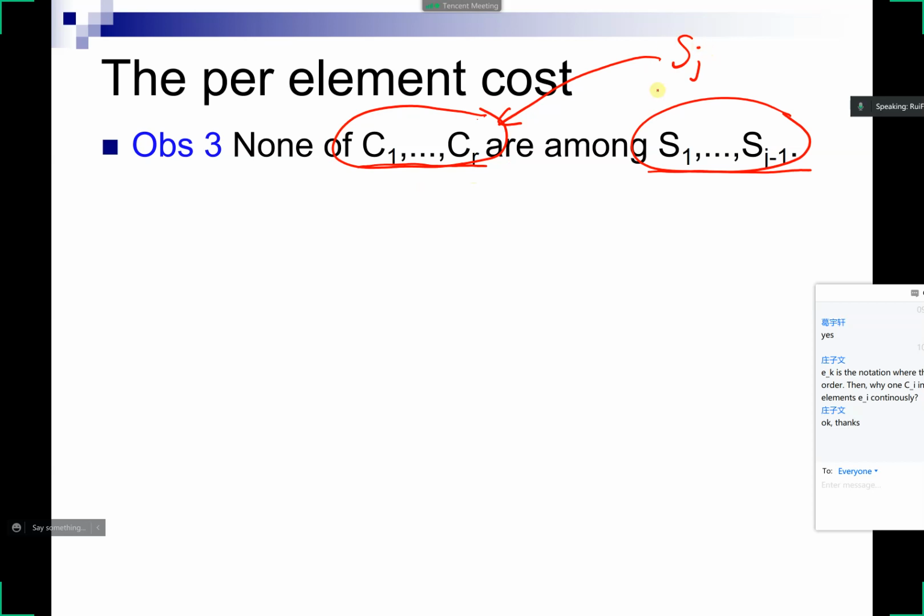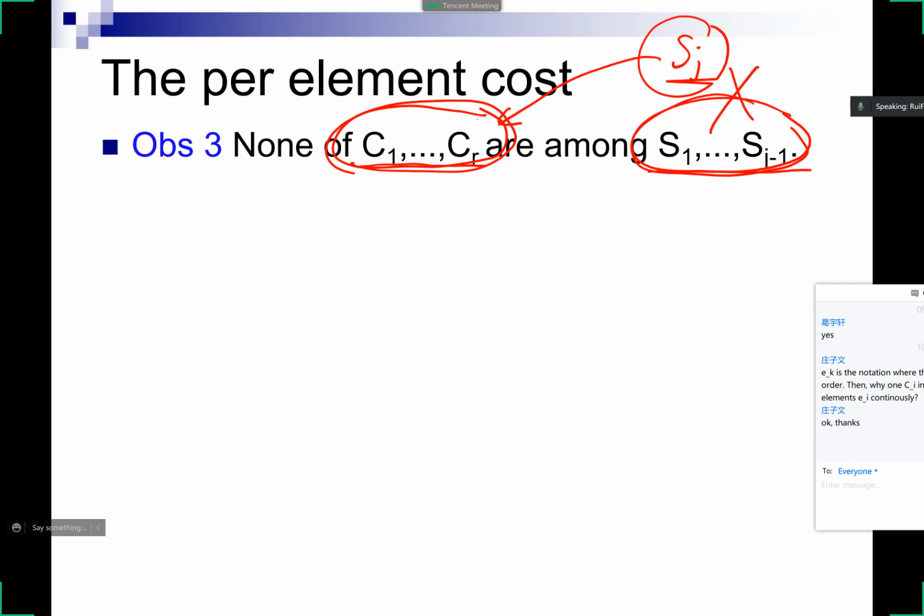Okay, we want to show that when you select Sj, you have the freedom to choose anything from C1 up to CR. Okay, because all of these sets have not been chosen yet. Right, we've already chosen S1 up to Sj-1, so we are not allowed to choose any of these sets anymore. But because none of these C sets are among the first j-1 sets we selected, then when we go select the jth set, we can actually select from one of these C sets.